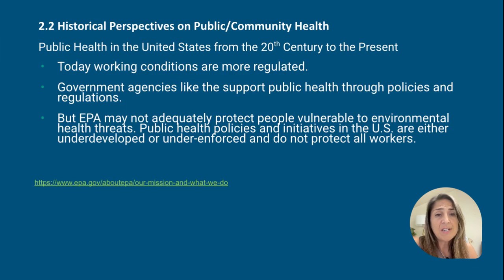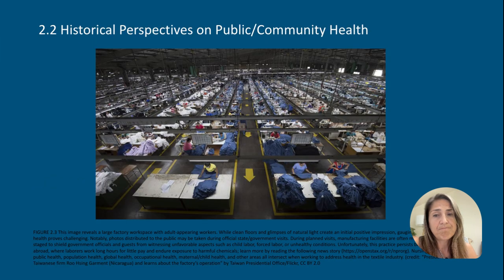Public health in the United States from the 20th century to present. So today, working conditions are more regulated. Government agencies like the U.S. Environmental Protection Agency, EPA, support public health through policy and regulation, but the EPA may not adequately protect vulnerable people to these environmental threats. So public health policies and initiatives in the United States can be underdeveloped or underenforced, and we see that they don't protect all workers.